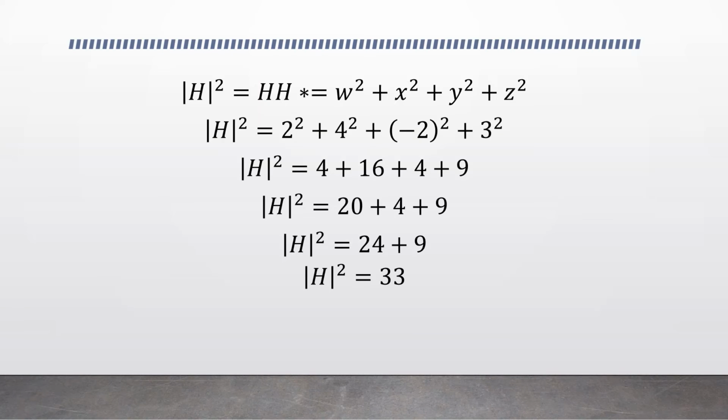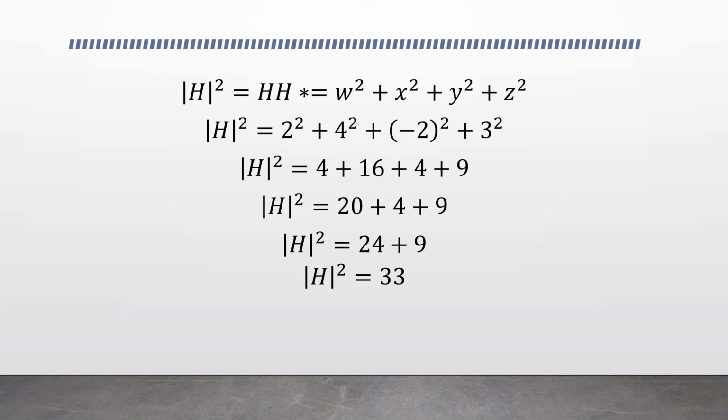As we solve for the square norm, we are going to plug in the values for w, x, y, and z. We know that 2 squared is 4, plus 4 squared, which is 16, plus negative 2 squared, which equals 4, and then we get 3 squared, which is 9, and we add everything up. When we solve that, we get 4 plus 16 plus 4 plus 9.